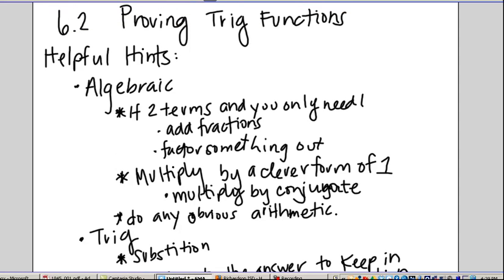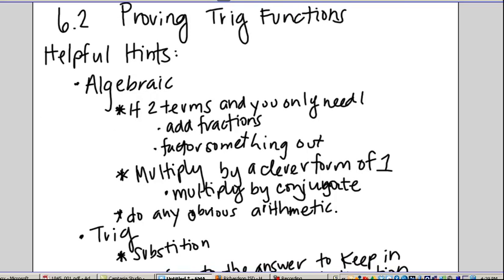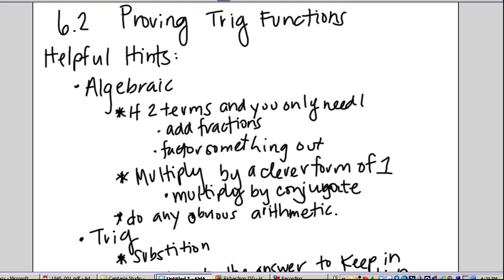Hey guys, today we're working on 6.2, proving trig functions. Alright, so I wrote down some helpful hints that I think might assist you in doing these problems. And good news, we're really not doing anything different than what we've been doing the past 2 days. They're just going to get a little bit longer. So this is good practice, and it'll help you do better with 6.1.